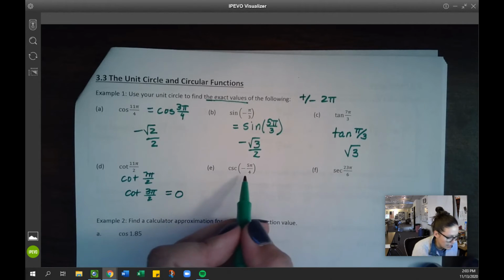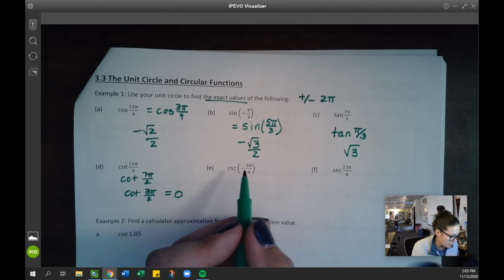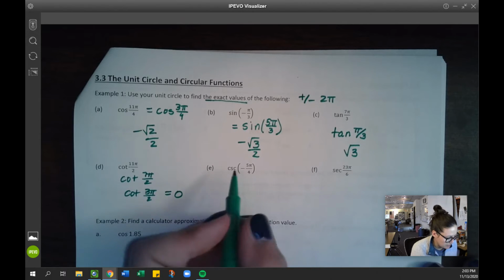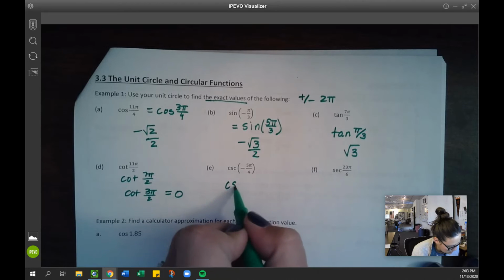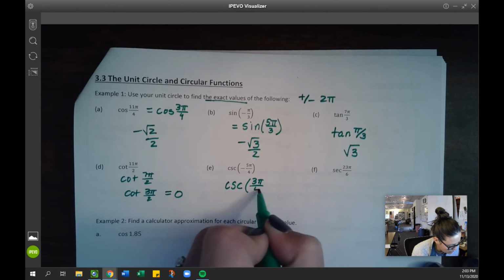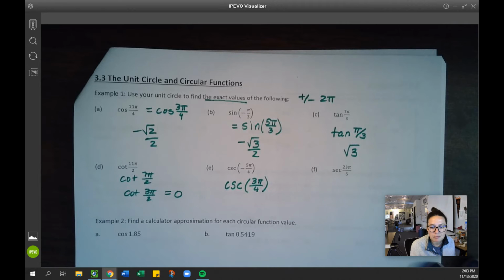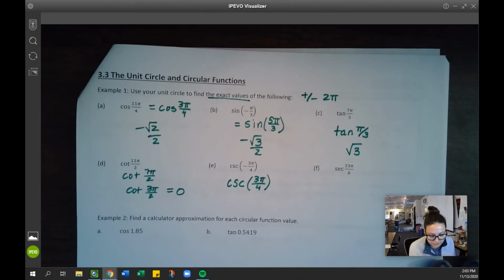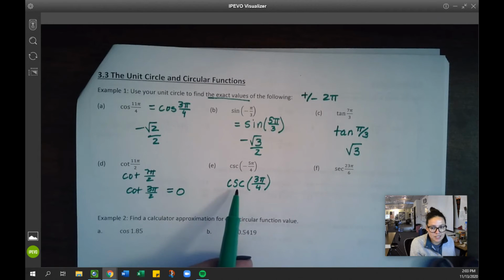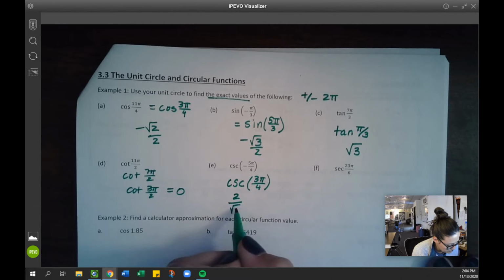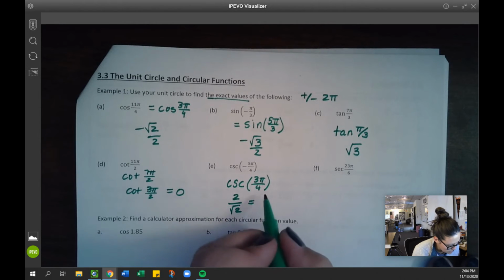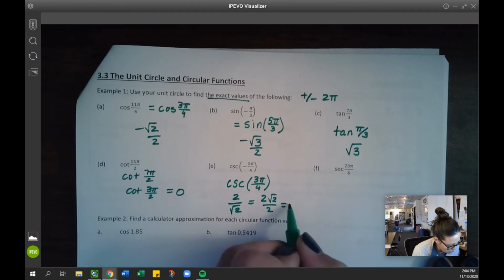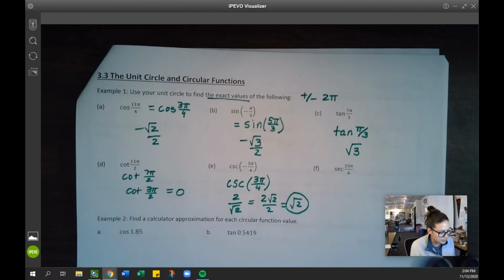All right, cosecant of negative 5 pi over 4. I'm going to add 2 pi, except this time it's going to be 8 pi over 4. So this is going to be the cosecant of 3 pi over 4. 3 pi over 4 is on my unit circle, but I don't have the cosecant. I'm going to have to use the sine. The sine of 3 pi over 4 is square root of 2 over 2, and I'm going to have to flip it and then rationalize. So that gives me 2 square roots of 2 over 2, which is simply the square root of 2.